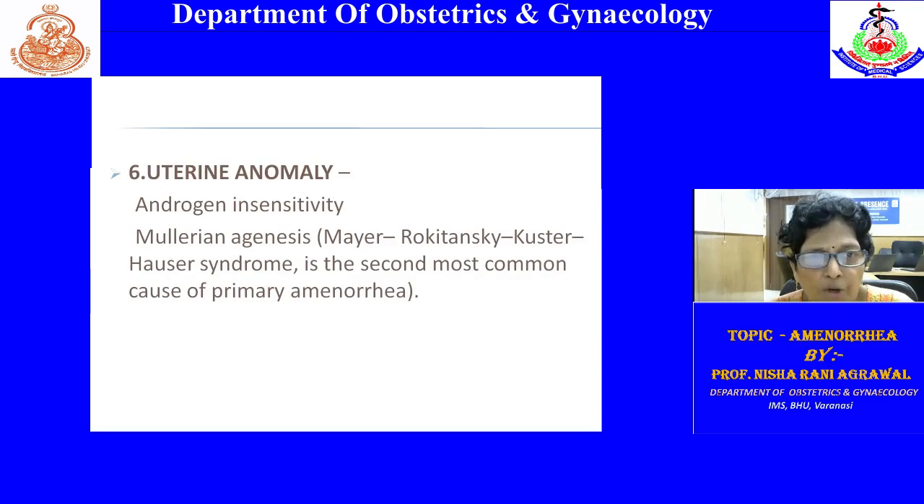Then uterine anomalies, and androgen insensitivity syndrome, can result in amenorrhea. Then Mullerian agenesis, Mayer-Rokitansky-Kuster-Hauser syndrome, where the uterus is very small or absent and there is agenesis of the upper two-thirds of the vagina, is the second most common cause of primary amenorrhea.